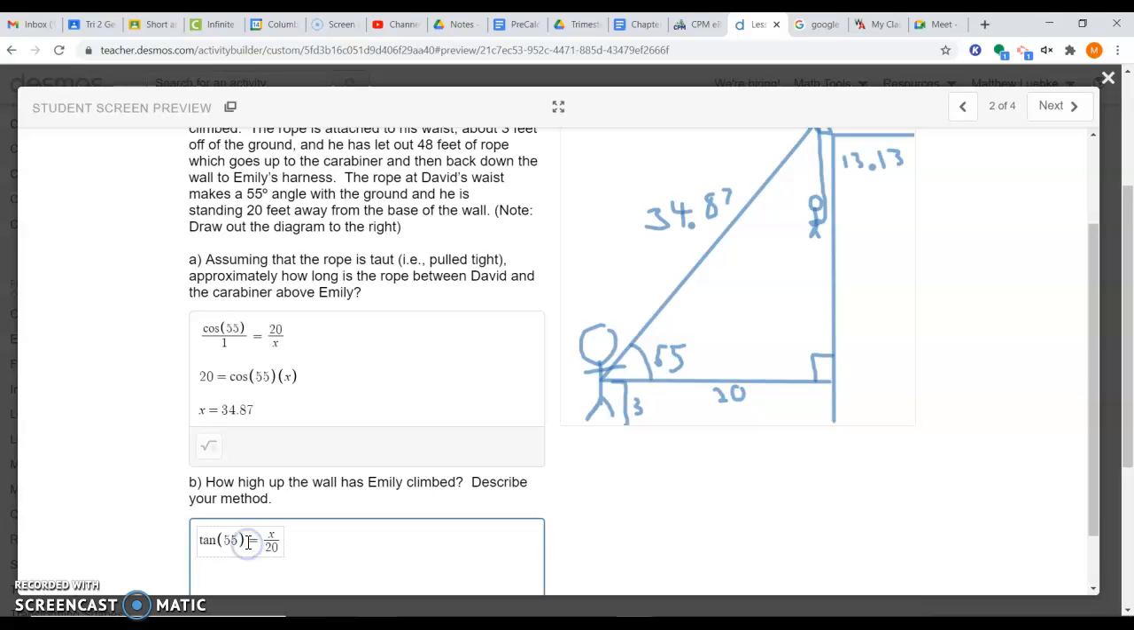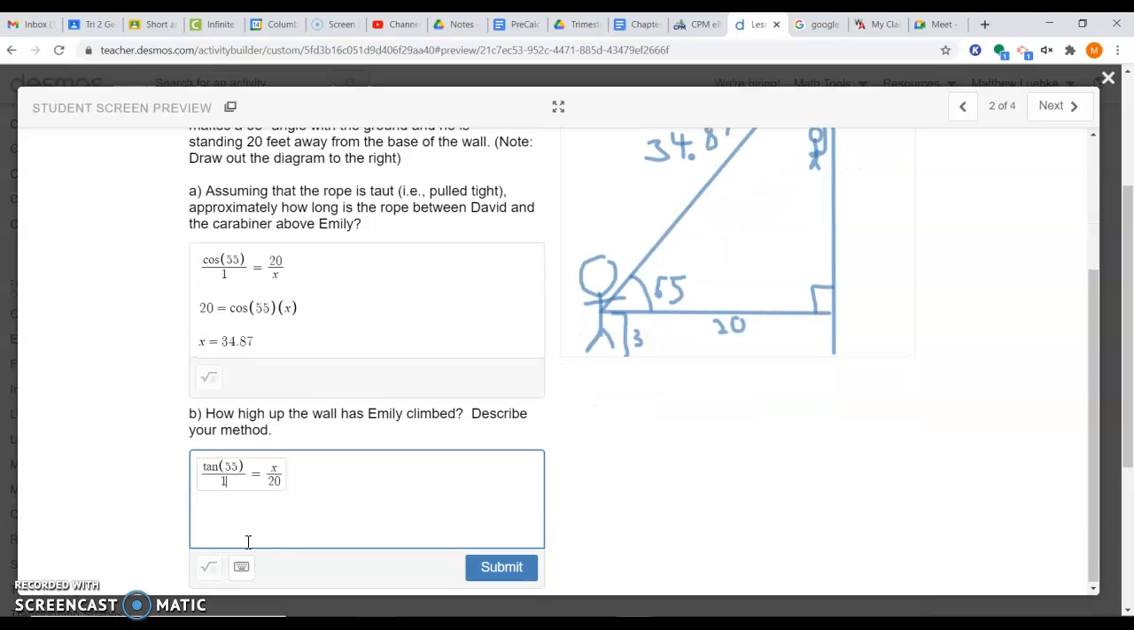And I got to put this over 1. Now again, using my calculator here, I should get that x equals whatever the tangent of 55 times 20 is, which is going to give me 28.56.